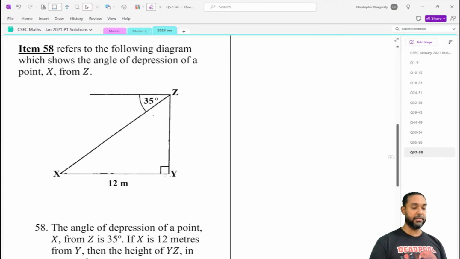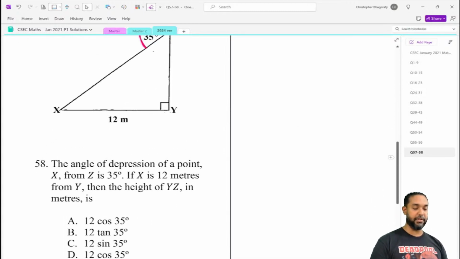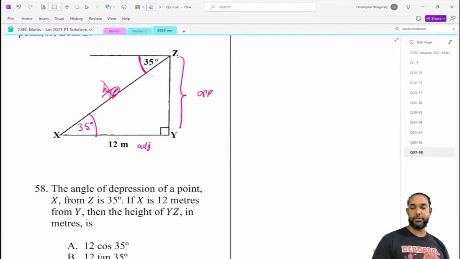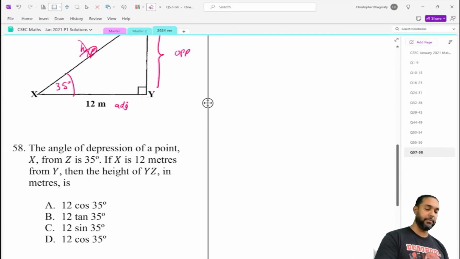58, the angle of depression is this angle here, of x from Z. The angle of depression of a point x from Z is 35. If x is 12 meters from Y, then the height of YZ. Right, so this of course is 35 degrees as well because of Z angles. Now, relative to 35, the side we're looking for is the opposite side. This is the hypotenuse here, but we don't have it, nor are we looking for it. The remaining side is the adjacent side, right? Which ratio uses opposite and adjacent? Tan. And there's only one option with tan down here, which is this item here.